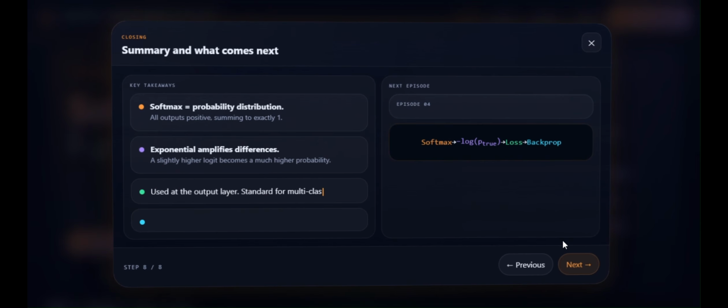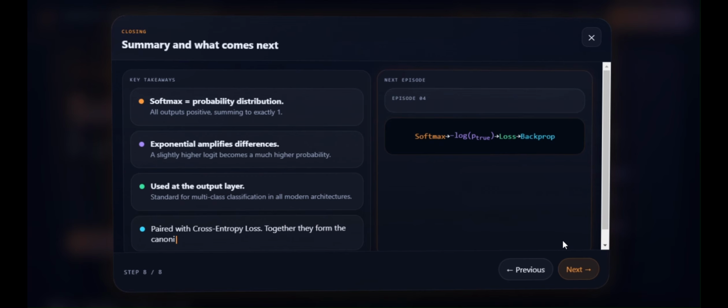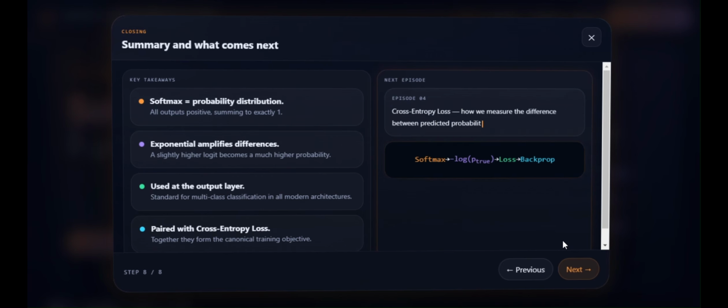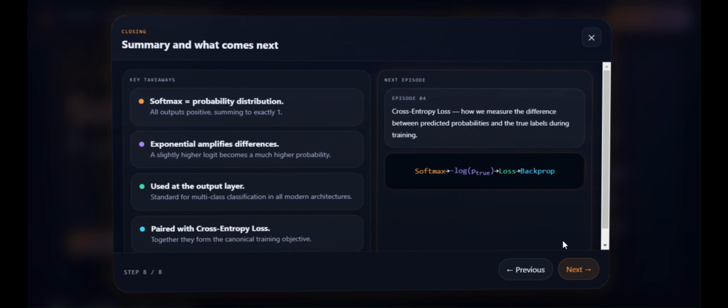To conclude, the softmax function transforms raw outputs into probabilities that sum to 1. It is widely used in multi-class classification problems and plays a major role in modern deep learning systems. Understanding softmax is essential for building and interpreting neural network models.